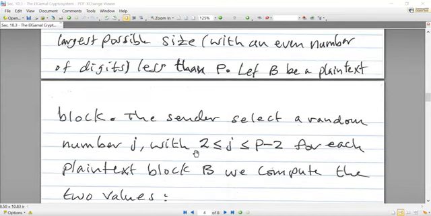Then the sender who is going to send this message first selects another random number, which we denote by J, between 2 and P minus 2, for each plaintext block B. In other words, these random numbers J are selected for each block. Remember, this is all supposed to be done using computers. For hand calculation it would be very hard to use different J's, but for a computer this can easily be programmed and done.